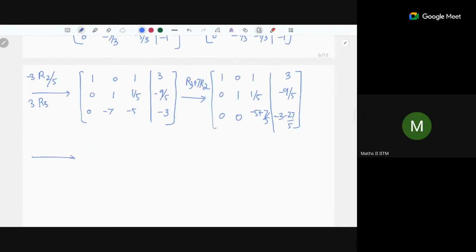So then it is 0, 1, 3, 0, 1, 1 by 5, minus 9 by 5, 0, 0, 1. And then what is this? Minus 25 plus 7, minus 18 by 5. And here it would be minus 15 plus 27, that is 12, 32, 42, minus 52 by 5.